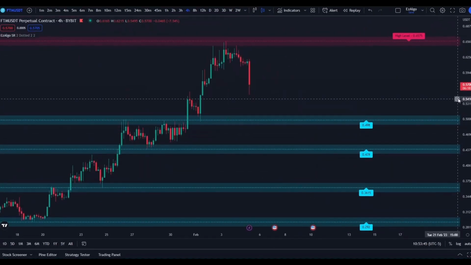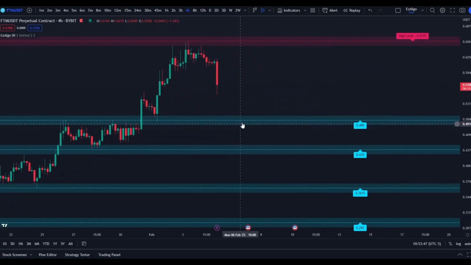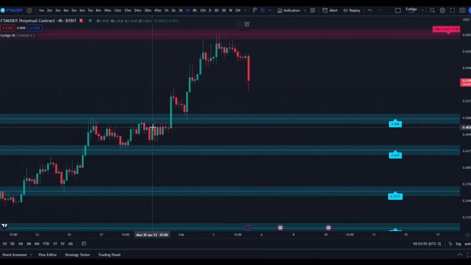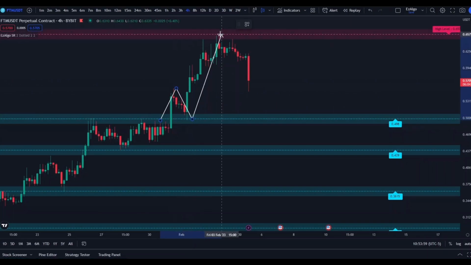So since we're on a 4 hour time frame, we want to look for a long from one of these recent EzAlgo support levels. So you can see that price had actually broken out of this previous resistance level, came back down to retest it, and went up, I think, almost 30%.